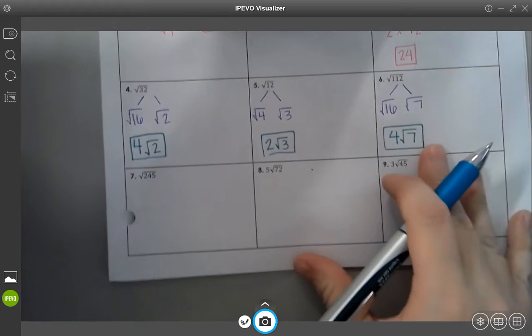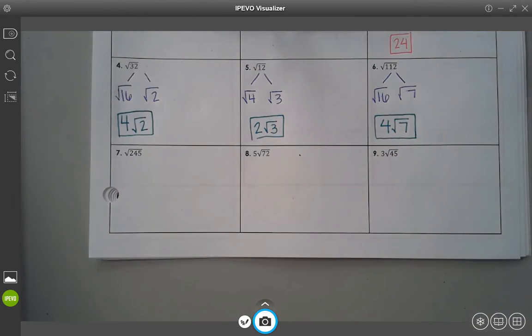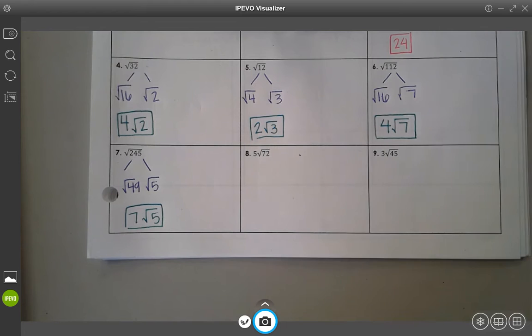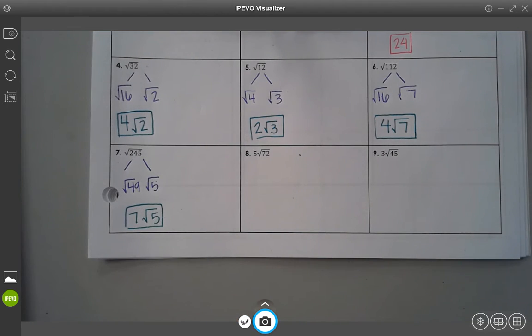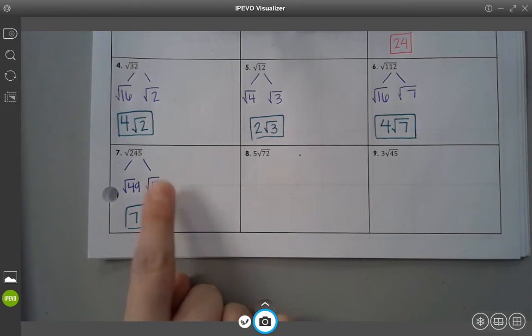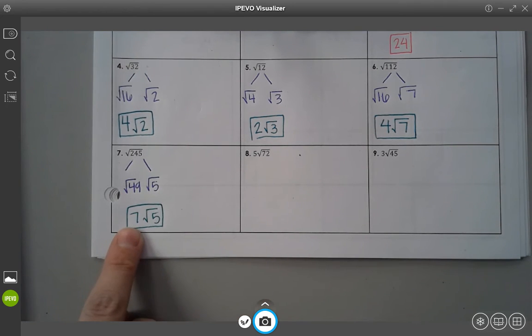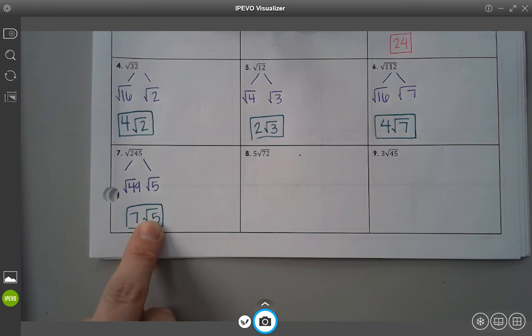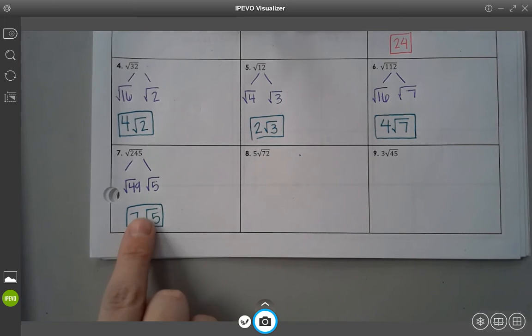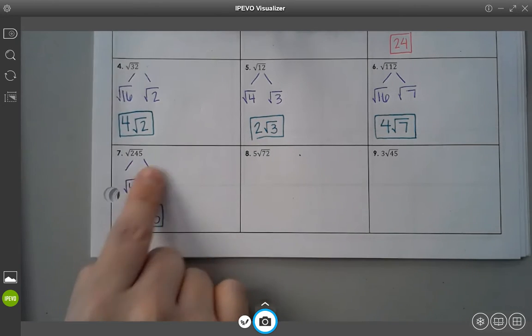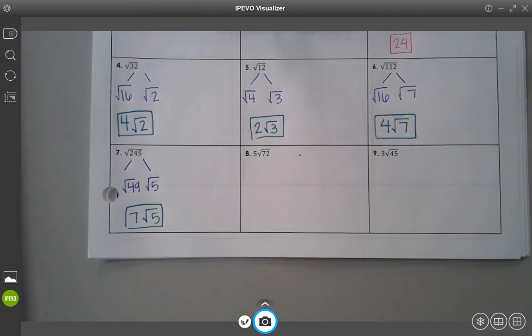See if you can do number 7 on your own. All right, so 245. The largest perfect square that went into that is 49. And 49 times 5 is 245. We know that the square root of 49 is 7. Bring down my radical 5. 7 square root of 5. Probably not. Now, if your number down here is bigger, you could, but most of your examples aren't going to be like that. All right, number 8.